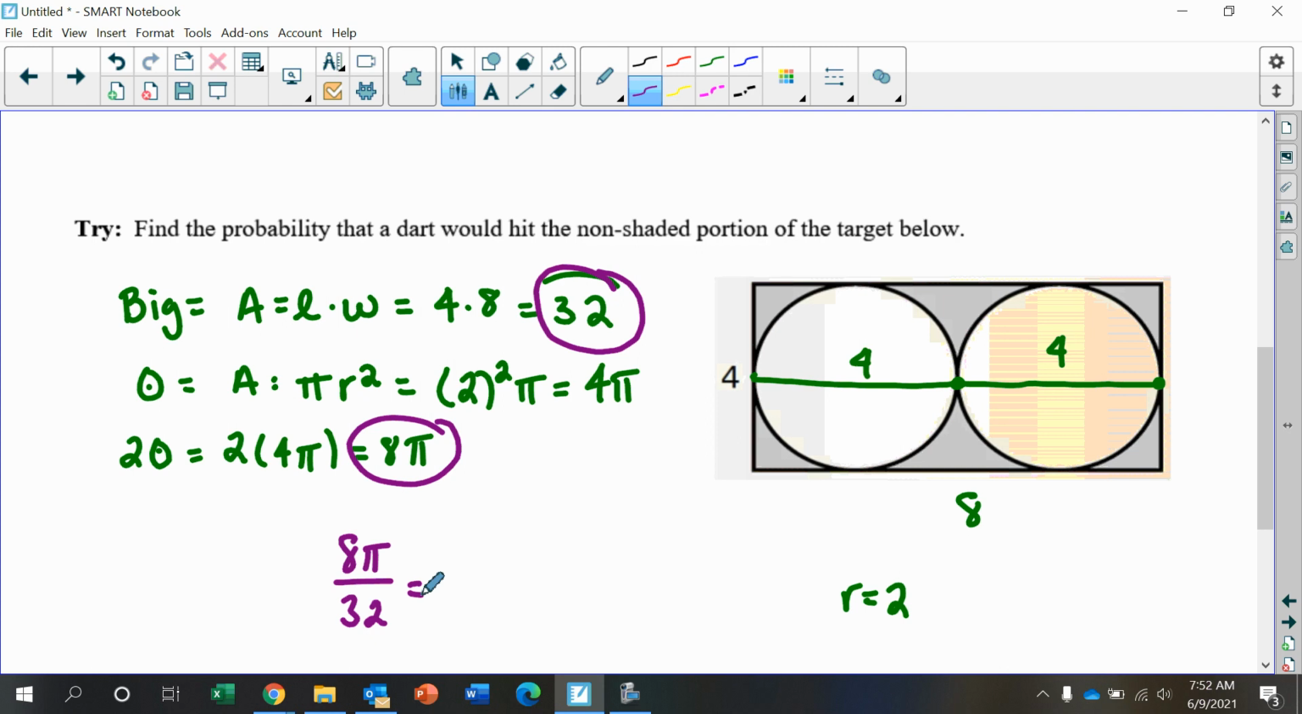Now, I can't do that in my head. I'm not like, oh yeah, I know that off the top of my head, like the 4 over 16. So I would do 8 times pi, which would give me, I'm going to round to 2 decimal places, 25.13 over 32. Okay, so I'm just going to actually divide by 32, and I get 0.79. Okay, so that's my probability.